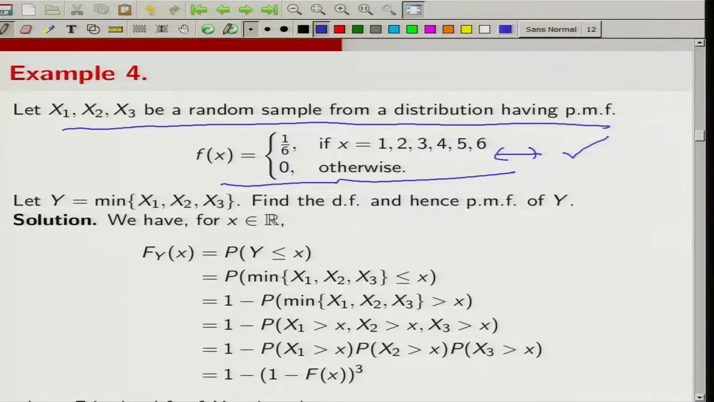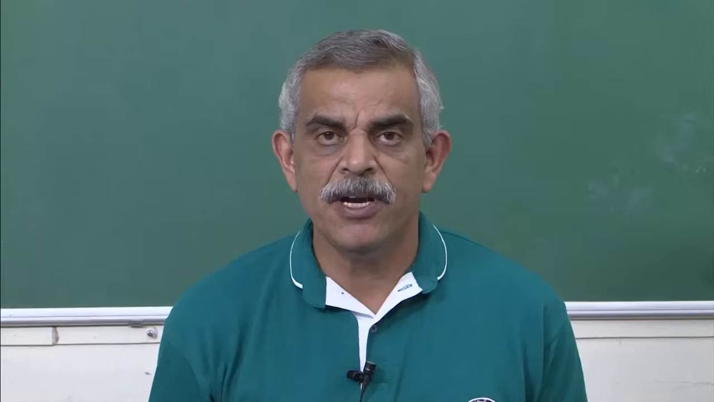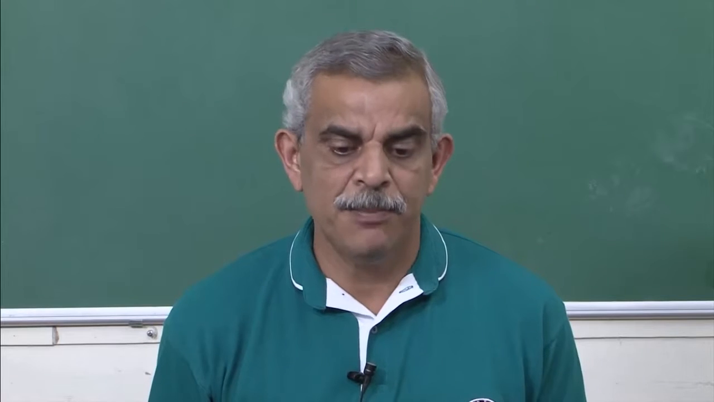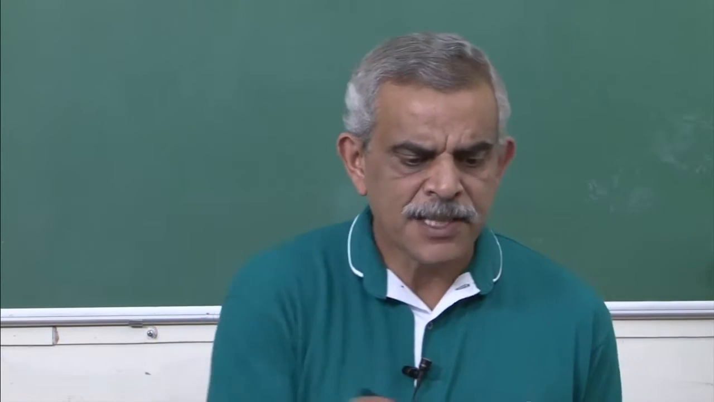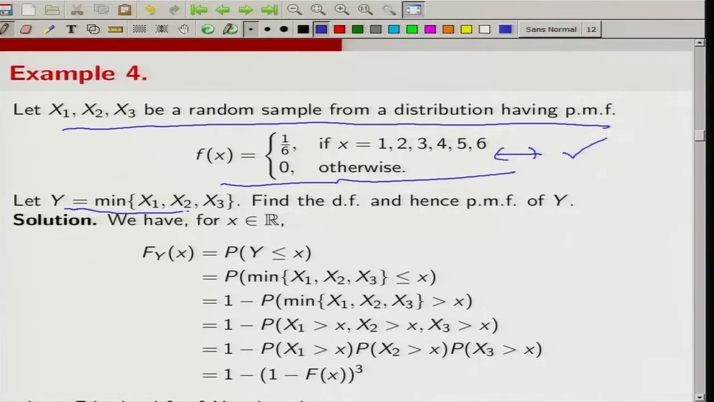So, what it means is x1, x2, x3 are sample observations from the same population, and these observations have been taken independently. And suppose I am interested in finding the distribution of minimum of x1, x2, x3. So, what is being suggested is first find the distribution function and hence find the PMF of y. So, let us try to see what is the distribution function of y.